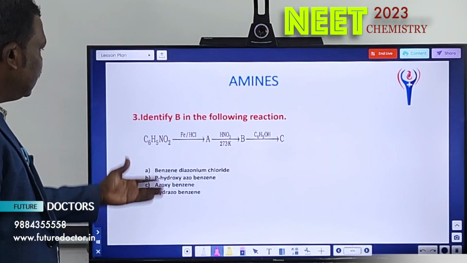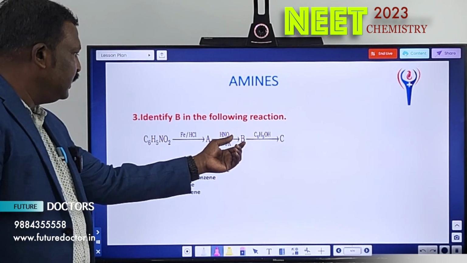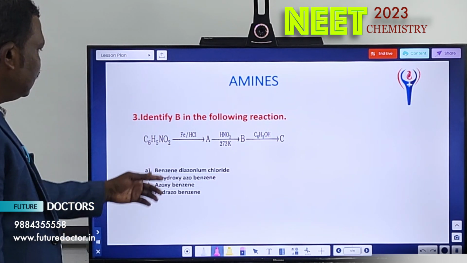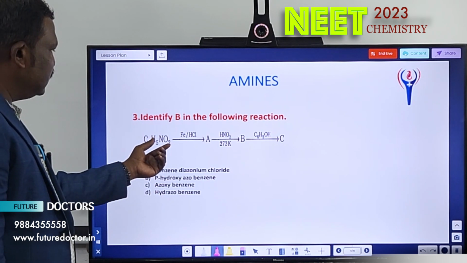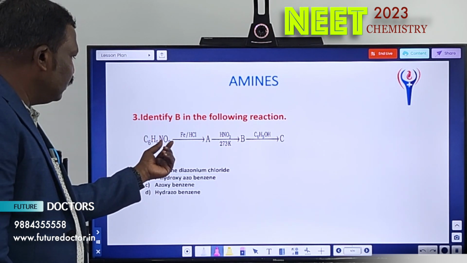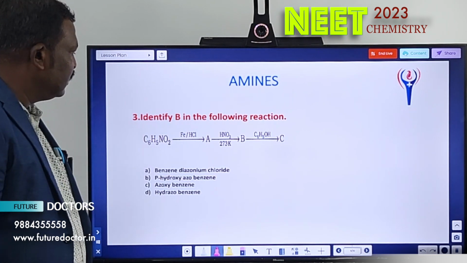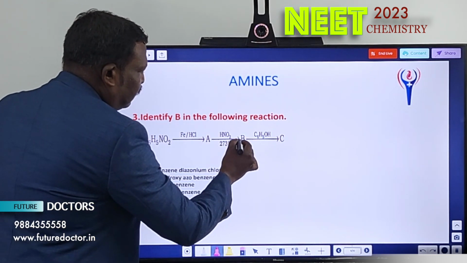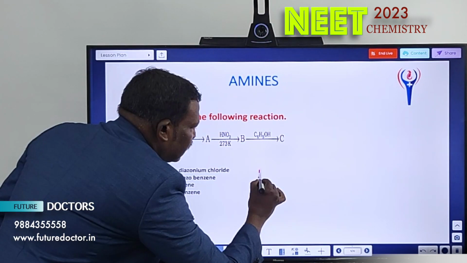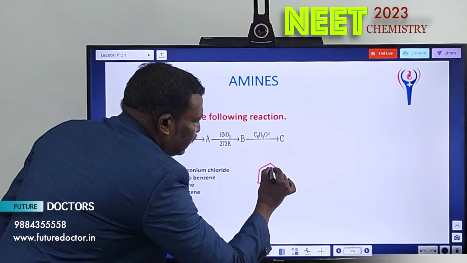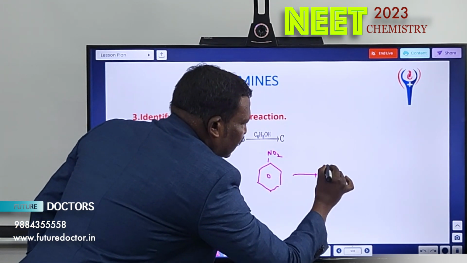Next one. Identify B in the following reaction. ABC is there, but I am asking only B. Last time we studied the same reaction. Suppose here nitrobenzene becomes NO2 becomes NH2 in presence of iron and HCl. So with the same reaction, B is nothing but benzene diazonium chloride. Here I already told you. Once again I am writing NO2. So NO2 into what?